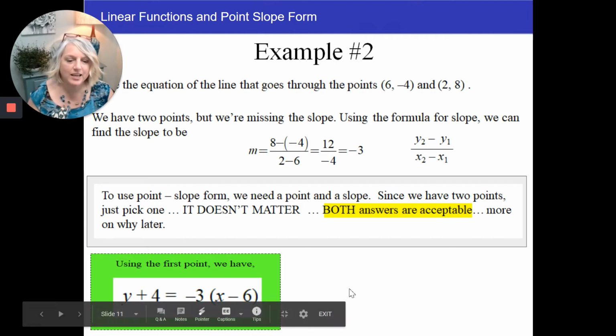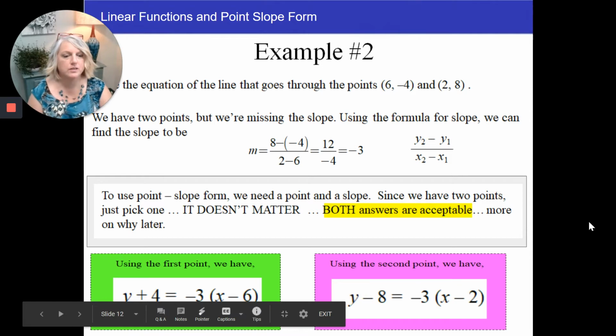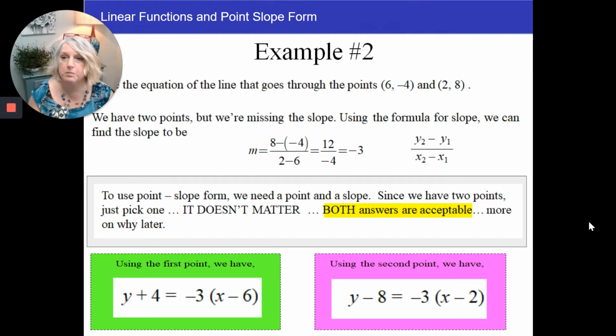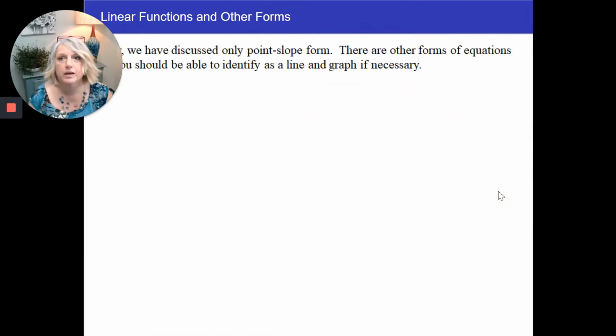Okay, and then the second point, so you could use y - 8 = -3(x - 2). Both are acceptable answers. We don't need to do anything else. We don't need to solve for y, convert the forms, or anything. We'll take those answers. Now, so far we've only discussed this point-slope form, but there are other forms. So depending on what they ask you, you should be able to recognize the other forms as well.